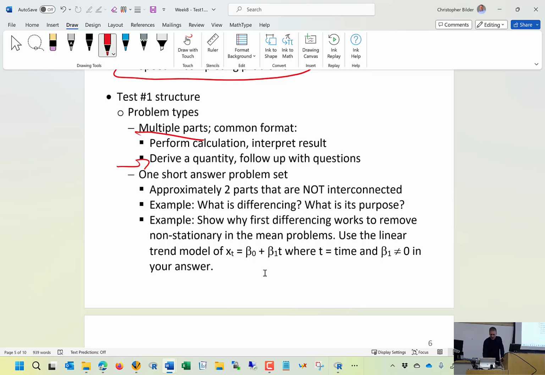Another type of these problems is maybe I ask you to derive a particular quantity. So for example, maybe I ask you to write a particular ARIMA model as an infinite order moving average, and then follow it up with, given that information now, what is the ACF?